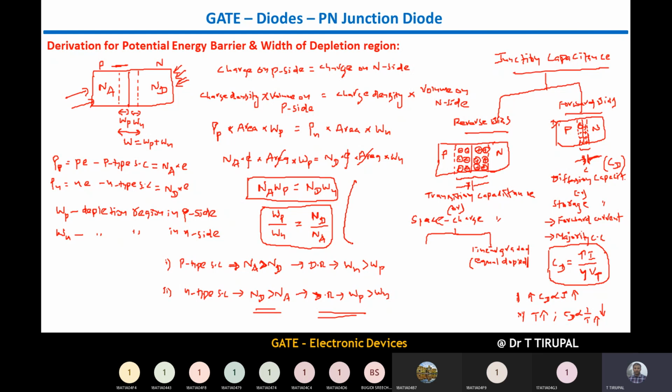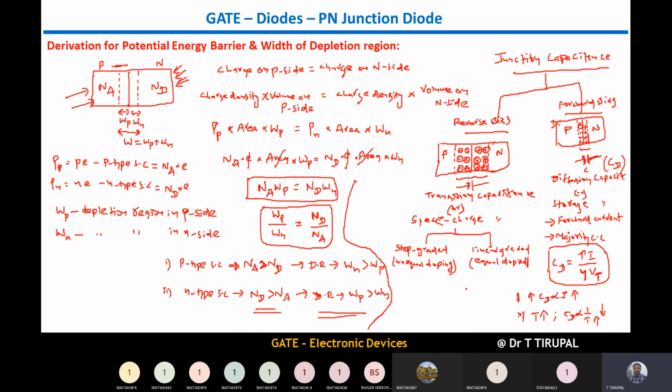The other one is step graded junction. Step graded means it is non-equally doped. That is, unequal doping happens here. Please do remember, these are all very important for competitive exams. Unequal doping happens in a step graded junction. Equal doping happens in a linear graded junction.